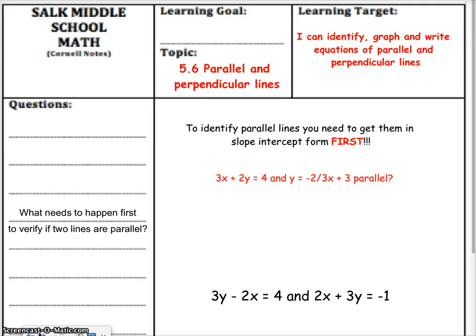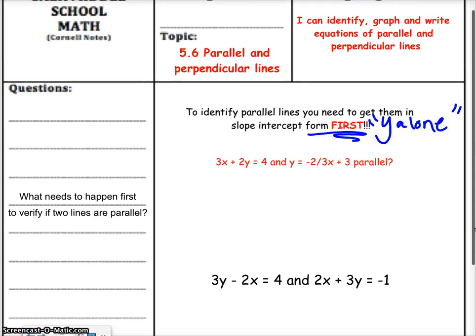All right, last part of today. To identify even more if two lines are parallel, you need to get them in slope-intercept form first. Again, y alone. So I cannot judge if they're parallel if y is not alone on both. So I want to know, is 3x plus 2y equals 4 parallel to y equals negative 2/3 x plus 3? So I want to know, are these two lines parallel?